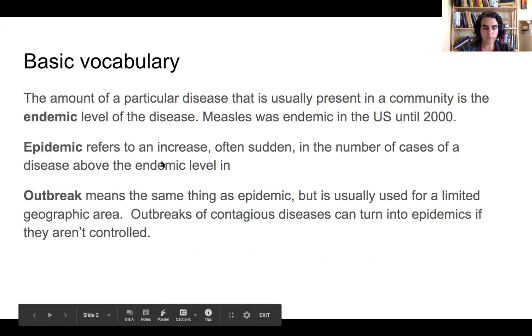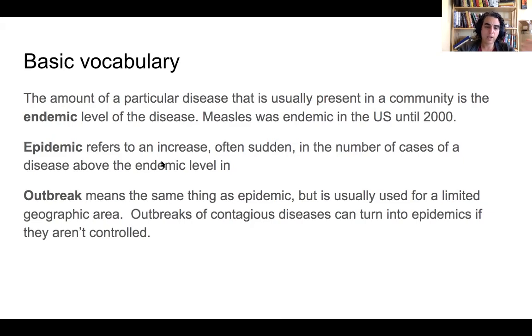So an epidemic is when the number of cases rises above the endemic level, and an outbreak means something a lot like an epidemic, but an outbreak is generally smaller and happens in some very limited geographical area. Outbreaks of contagious diseases, that is, diseases that can spread from person to person, can often turn into epidemics if they aren't caught and kept under control. So epidemic tends to be a larger word than outbreak. And as you may know, a pandemic refers to an epidemic that has spread across multiple continents, that's worldwide.